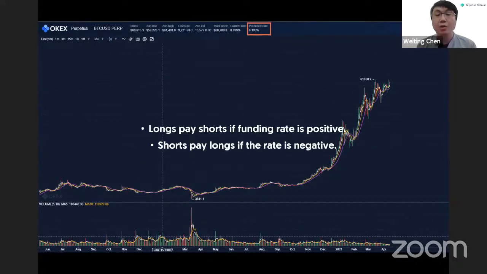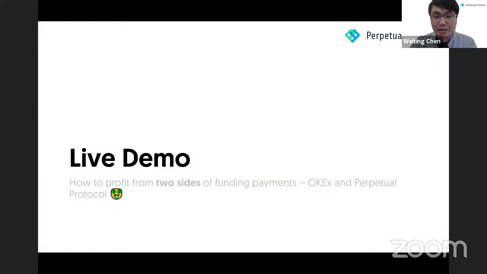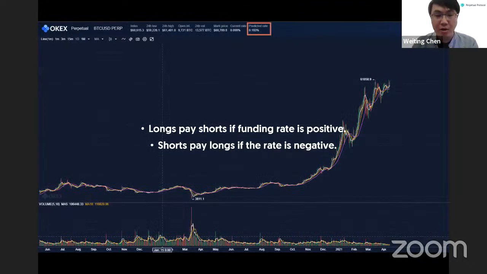To recap, if the funding rate is positive, as the screenshot shows over here, long position holders are going to pay the short position holders during the funding time. On the other hand, if this rate is negative, shorts are going to pay longs. So that is the fast overview of how perpetual contracts work and what the funding payments are.